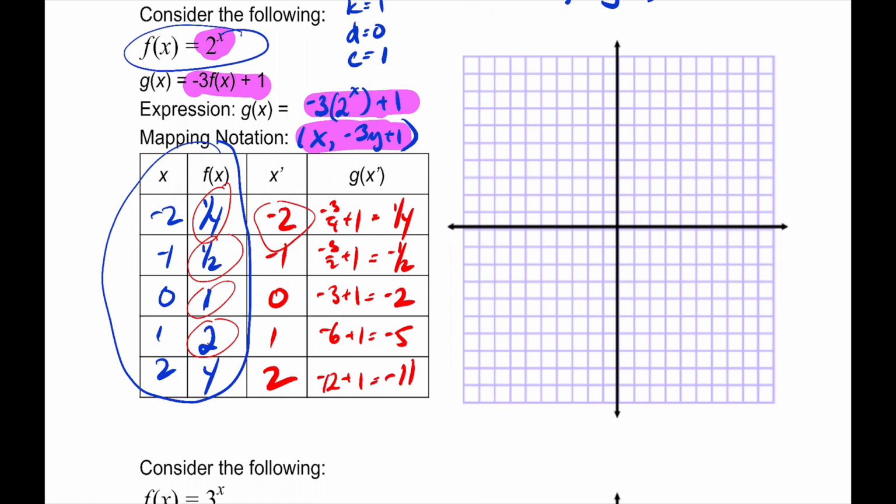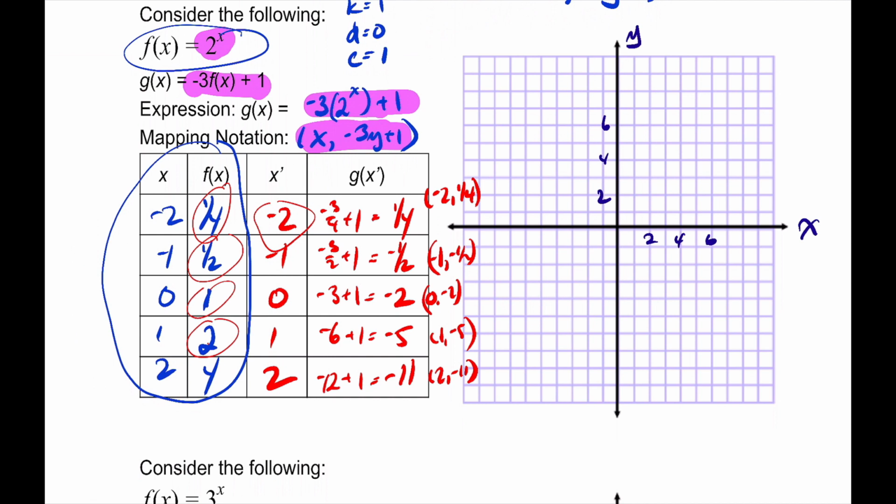So here we get the new points, and I'll write this out explicitly: -2 comma 1/4. We have -1 and -1/2. We have 0 and -2. We have 1 and -5. And we have 2 comma -11. So let's go off and graph that. So there's my x, there's my y. Let's go up by 2 ones again on my grid. So 2, 4, 6 for each 2 lines there. 2, 4, 6. And then let's graph this.